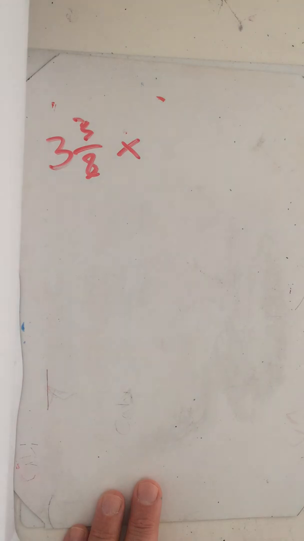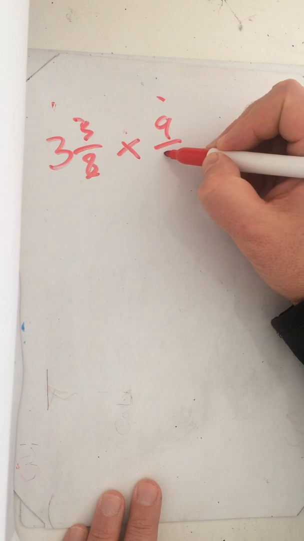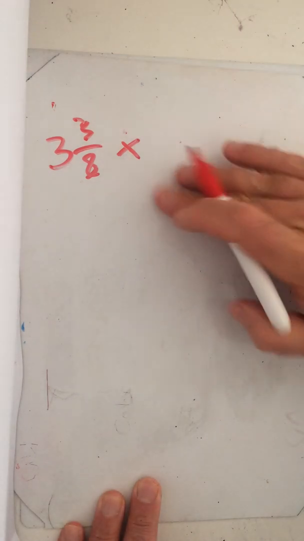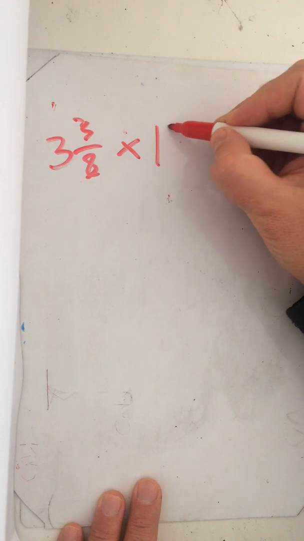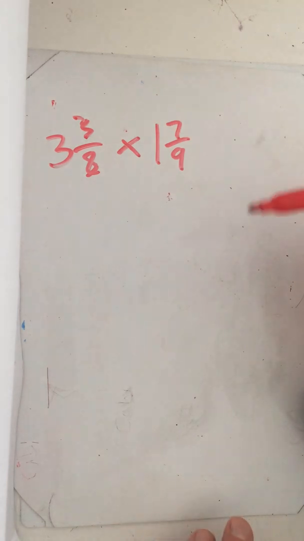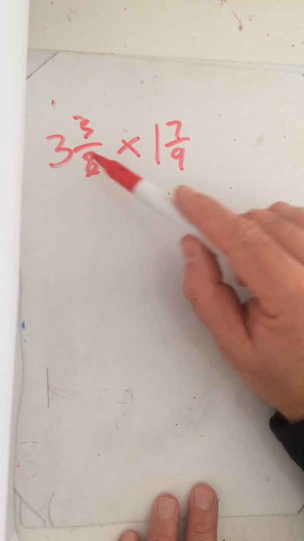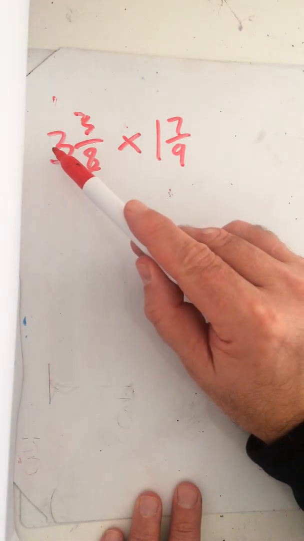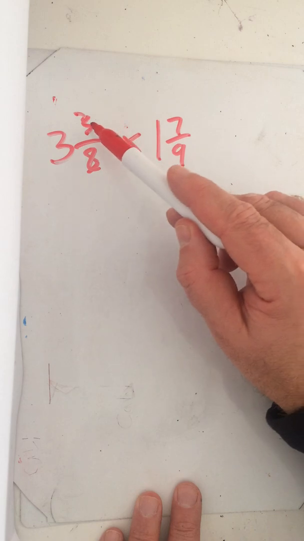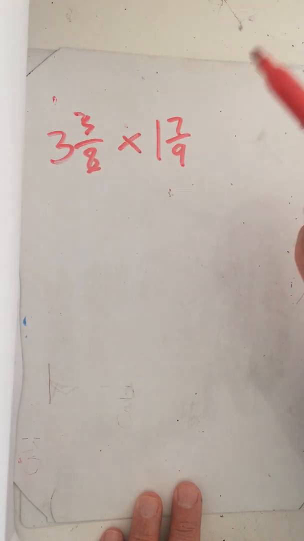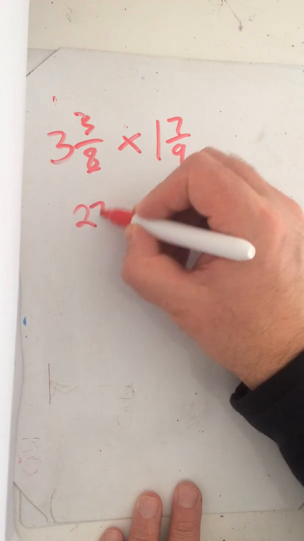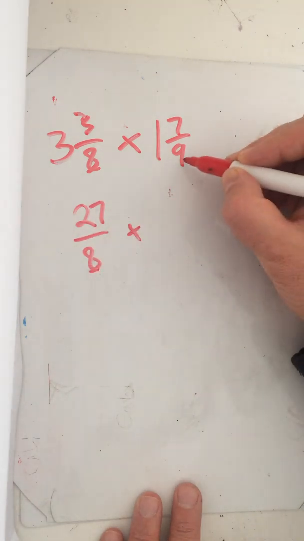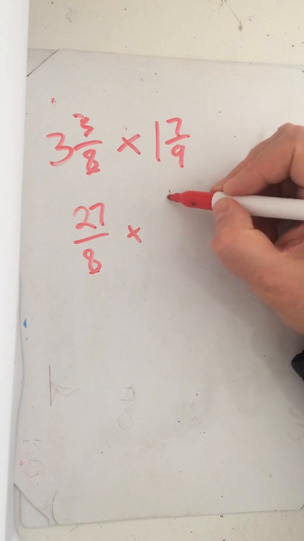3/8 times 9/16. No. 3 and 3/8 times 1 and 7/9. Okay. So first things first, let's turn them into an improper fraction. I turn a mixed number into an improper fraction by 8 times 3 is 24, and 3 is 27. So that becomes 27/8. 1 times 9 is 9, and 7 is 16.